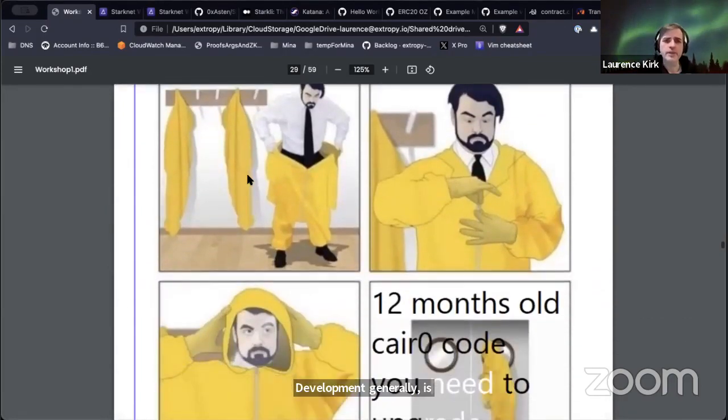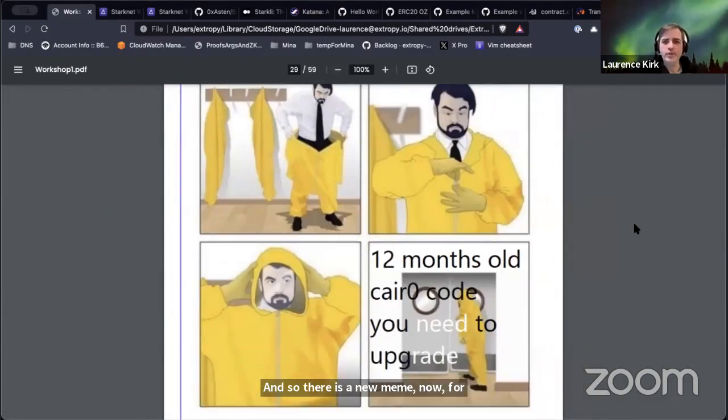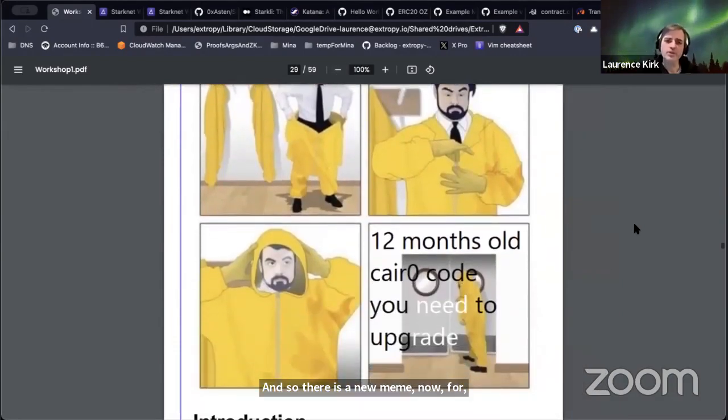And so there is a new meme now for Cairo 1. But because old Cairo 0 code will need to get upgraded, that's what this one is about.